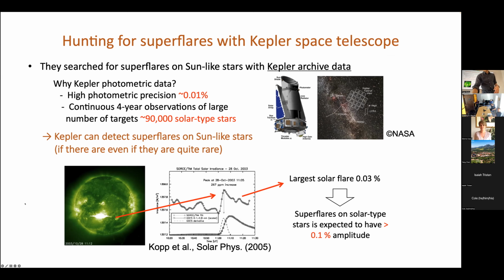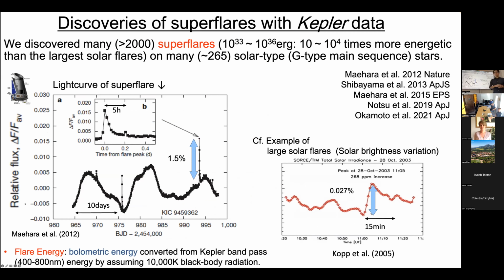And using Kepler space telescope data, we discovered many superflare events on a variety of solar-type stars. Solar types are G-type main-sequence stars, with the same mass as the sun. So this is an example light curve of Kepler superflare data. The stellar brightness is still moderate, but there are sudden brightening increases here, possibly here, and here.